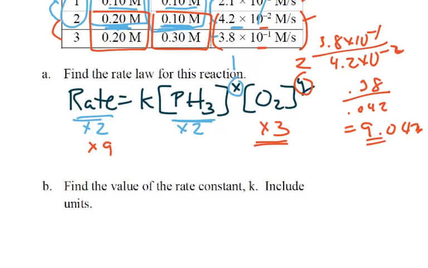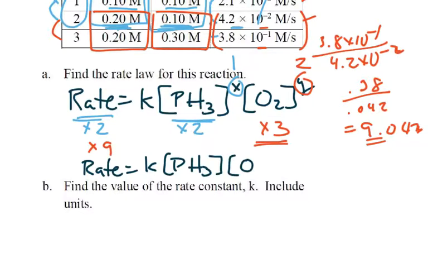Let's write our rate law. So the rate law is rate equals K times the concentration of pH 3 to the first power times the concentration of O2 to the second power. And that is my rate law for this reaction.